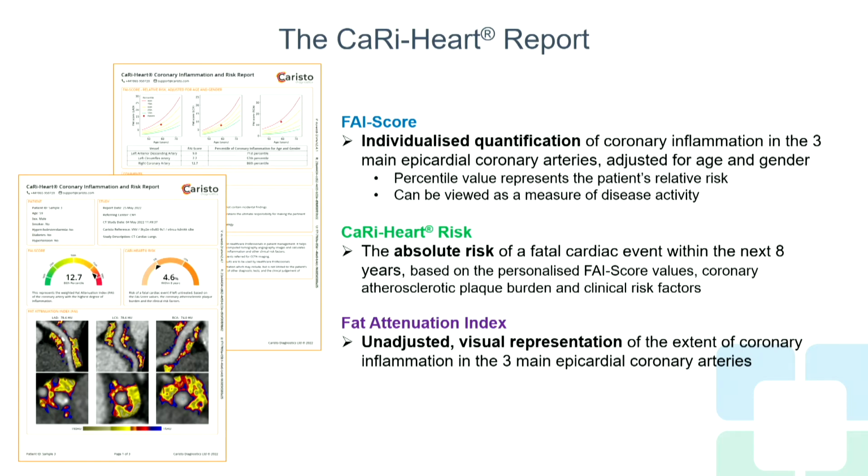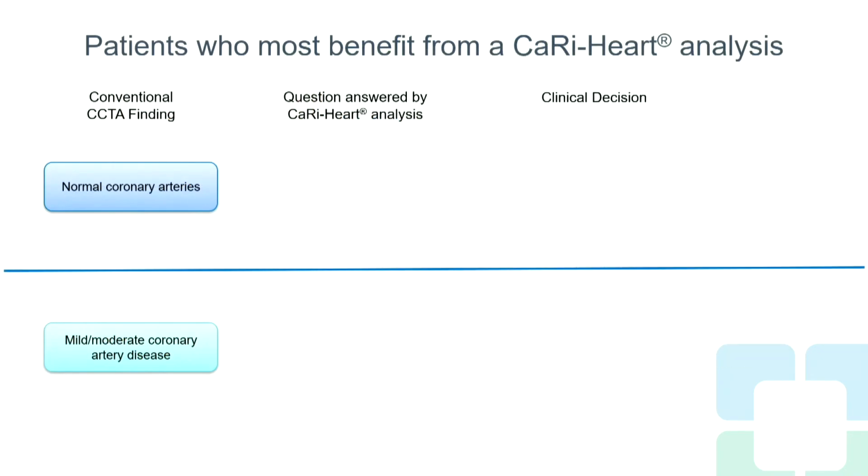And so what is fat attenuation index? It's an unadjusted visual representation of the extent of coronary inflammation in these epicardial vessels. So putting all the things in perspective, and we will talk about individual cases, this is a standard report that this generates. So who benefits from a CARI heart analysis? People with ostensibly normal coronary arteries, because sometimes you have to dig deeper to get to the bottom of the problem. So people who have normal coronary arteries on conventional CTA, or people with mild to moderate CAD.